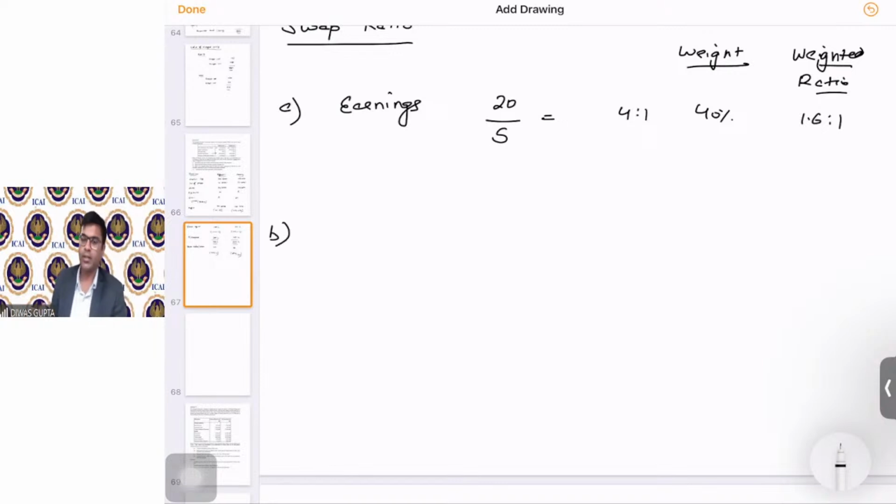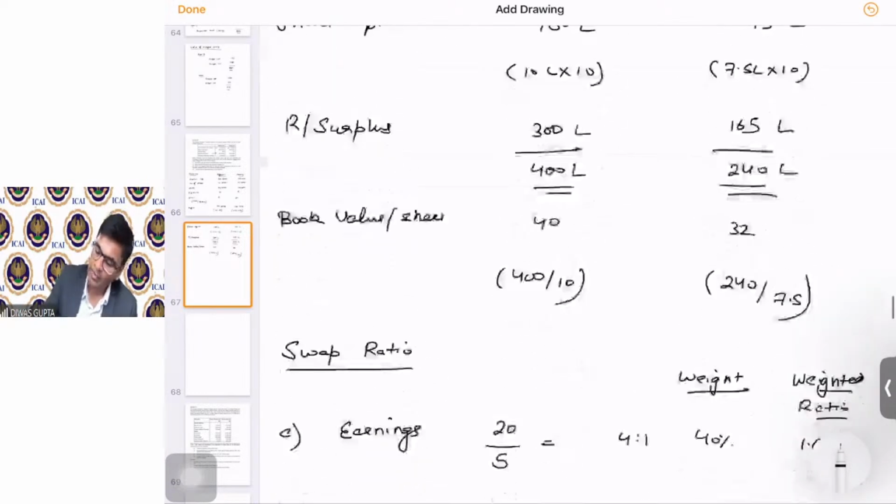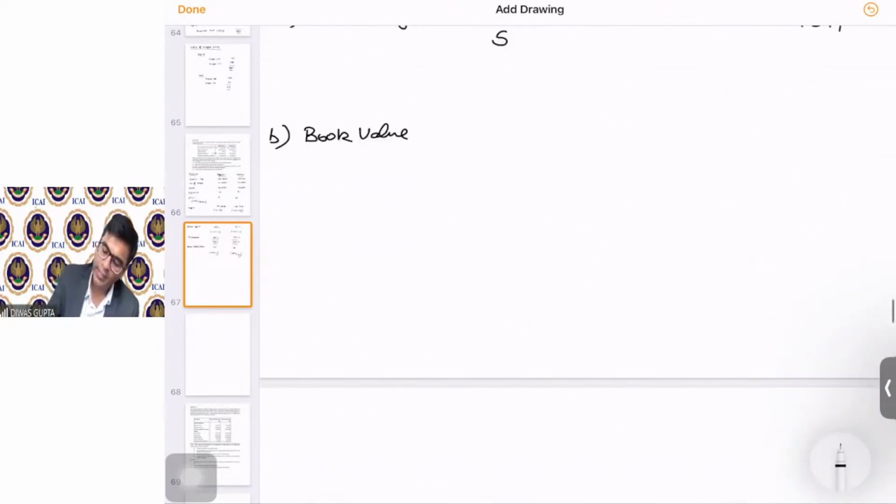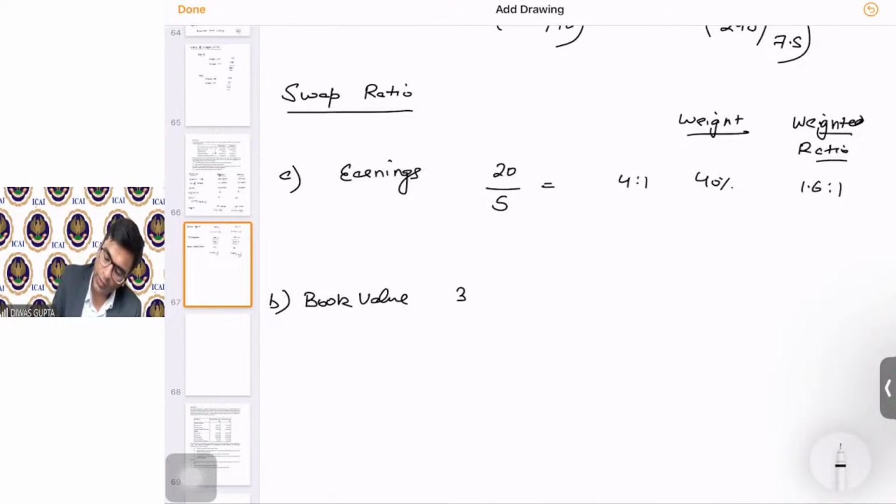Let's go to the second part now. Second part, let's make use of book value. The book value of the target company is 32, and the acquiring company is 40. So 32 divided by 40 is 0.8, that is 4:5, which is 0.8:1. And this has a weight of 25%, students. So this becomes 0.2:1.